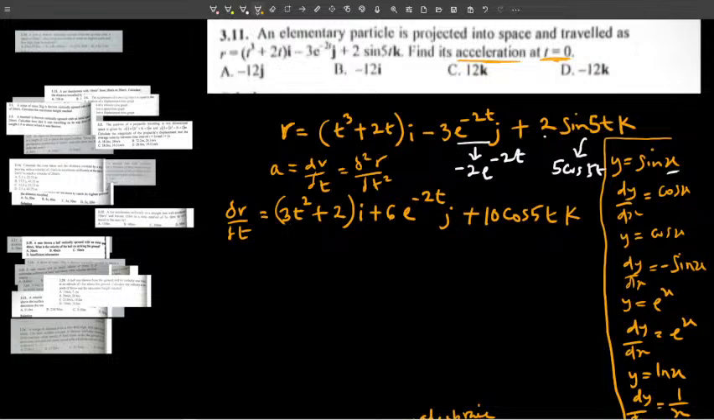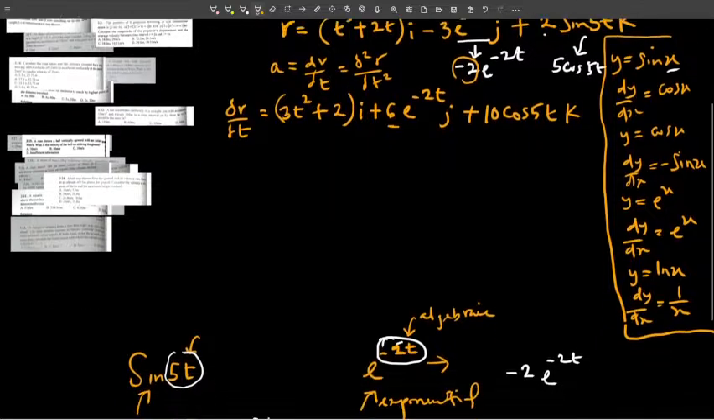Someone asks, how is it 6? What part are you talking about? Do you mean this 6 over here? When we differentiated e raised power minus 2t, we got minus 2 e raised power minus 2t. Then minus 2 times minus 3 will give me plus 6. Okay, and that's clear. So let's move on.